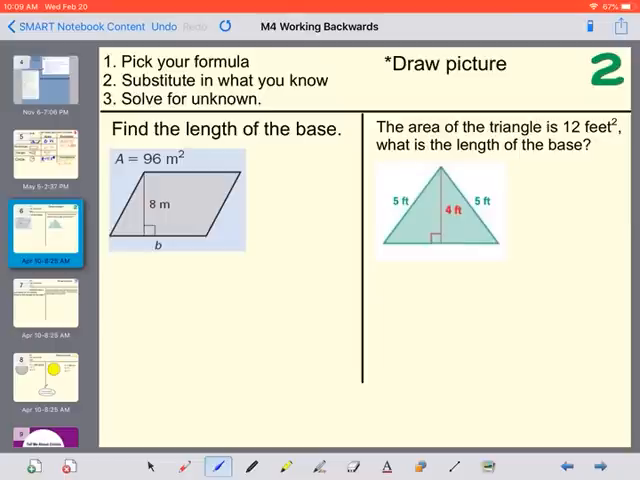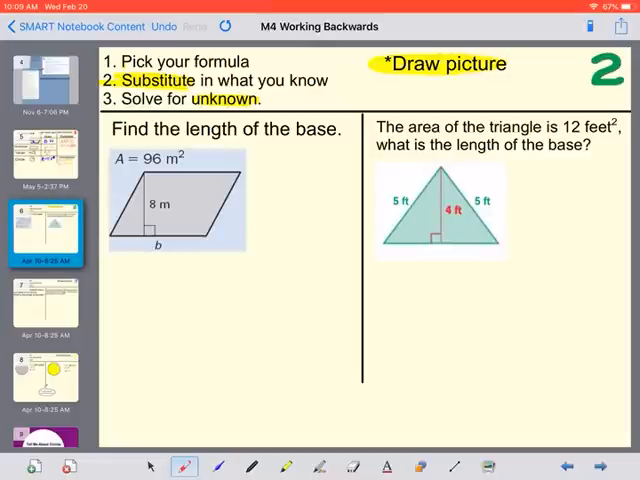So let's take a look at a couple equations. It says pick your formula, substitute or plug in what you know, and then solve for what we're missing, the unknown. And it also says here, draw a picture. That'll help us. So these ones actually do have pictures. Some of the ones in the back will not have a picture drawn. So it says find the length of the base.